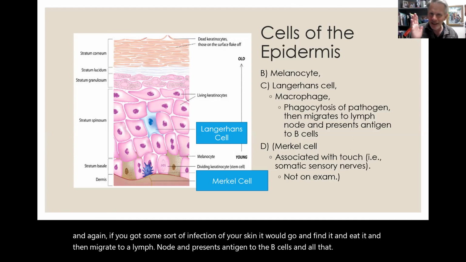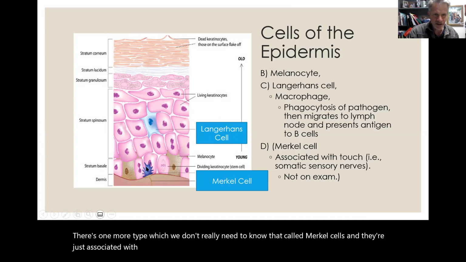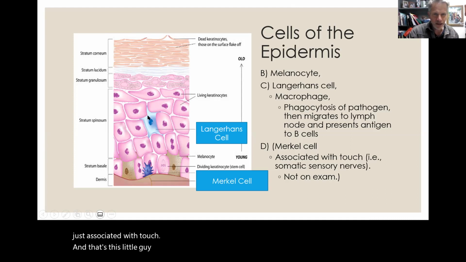There's one more type, which we don't really need to know. They're called Merkel cells, and they're just associated with touch. And that's this little guy here. And then there's the Langerhans cell.